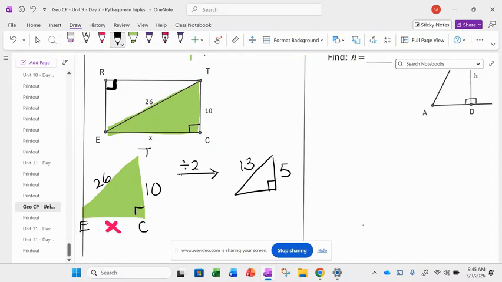Triple. 5 what? 13. 12. Is 12 my answer for X? No, I divided by 2. Now to go back to find X, what do I have to do? Multiply by 2. So we get X is equal to 24.